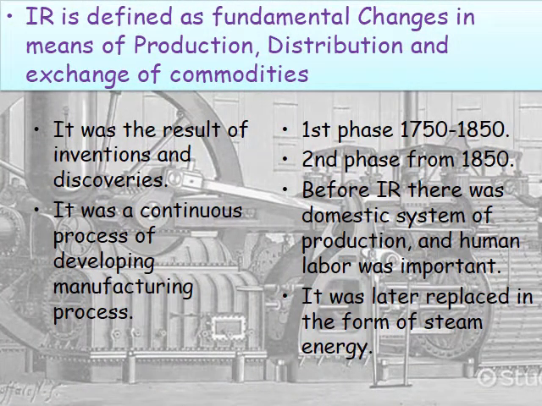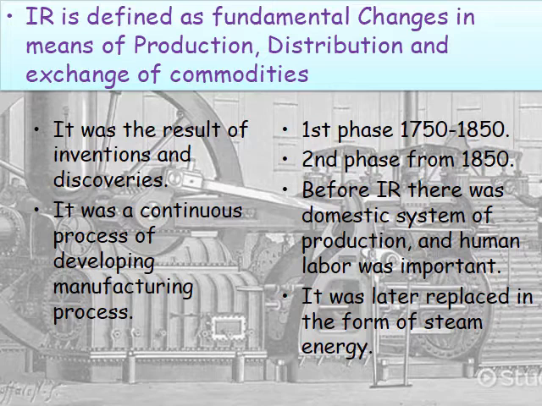Industrial Revolution is usually defined as the fundamental changes in the means of production, distribution, and exchange of commodities, which was the result of a series of inventions and discoveries. It was a continuous process of developing the manufacturing process and the industries. It was for this reason that the Industrial Revolution had taken place in two stages. The first phase took place from 1750 to 1850 and the second phase began from 1850 and is still in progress.